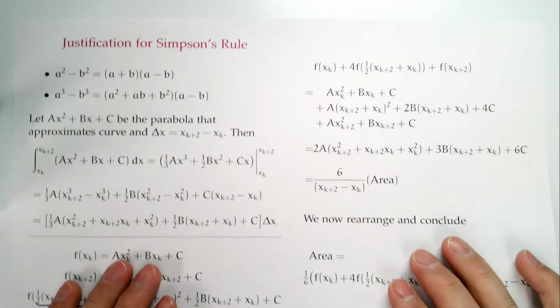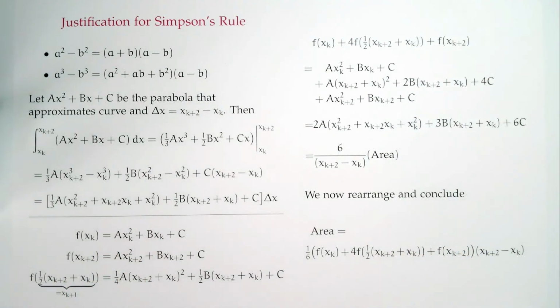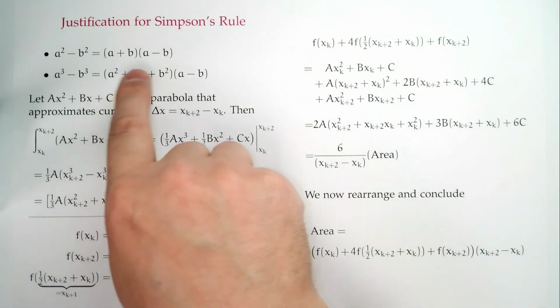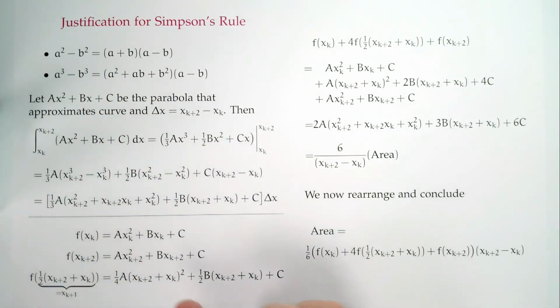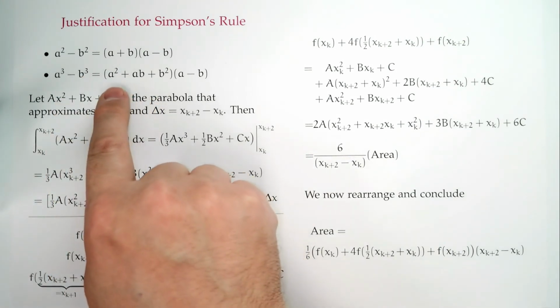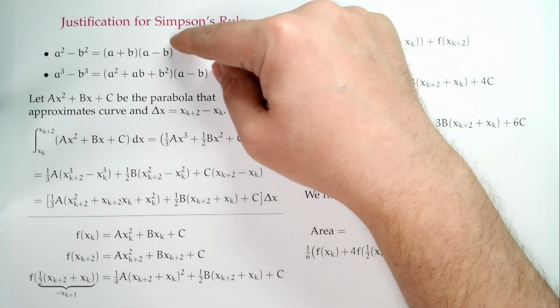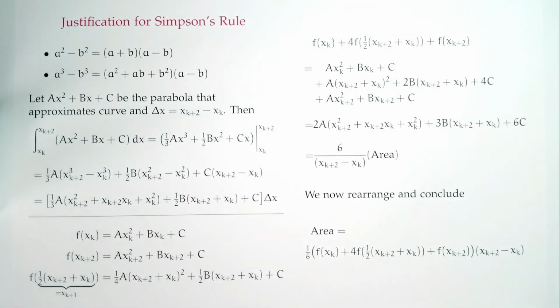All right, you've been patient, and if you got all the way to this part in the video, let's just quickly talk about why Simpson's rule works, because it doesn't seem like a totally obvious thing. You need a couple of facts. A squared minus b squared is a plus b times a minus b. That's pretty well known. And a cubed minus b cubed also factors in a nice way: a squared plus ab plus b squared times a minus b. The fact that you see a minus b in both of these is going to be important.